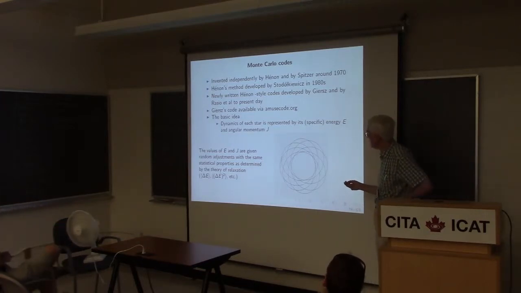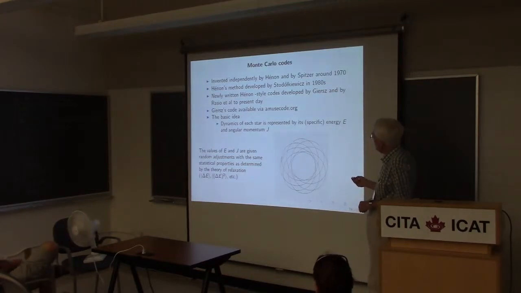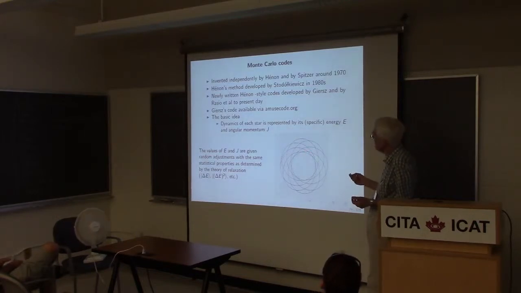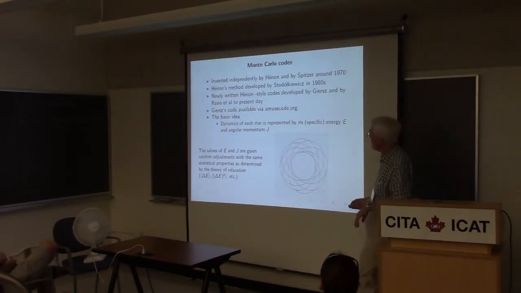So the basic idea of a Monte Carlo code is that you don't actually follow the orbit of each star, at least in the Hénon-style methods, but you recognize that in a spherically symmetric potential, which is the more or less universal assumption of the existing codes, the orbit is characterized by two integrals, which are the energy, or the specific energy, and the specific angular momentum. It's only the magnitude of the angular momentum that matters in a spherically symmetric non-rotating context.